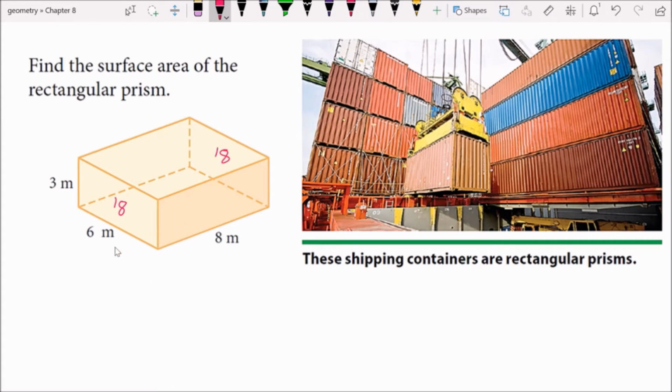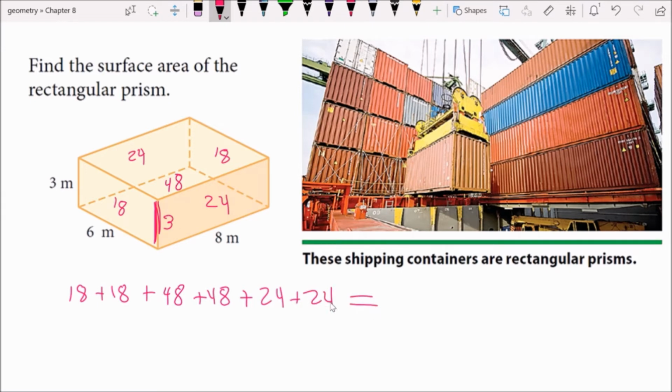What about the base? The base is 6 by 8, so that's 48 down on the base, which means the top is 48. So maybe I'll make an accounting of what we have so far. We have 18 plus 48 for the top, plus 48 for the bottom. Now we need to do the right and left sides. It looks like the whole container is 3 meters tall. So this face is 3 times 8, that's 24, and that has an area of 24 because these are just rectangles. So plus 24 plus 24.